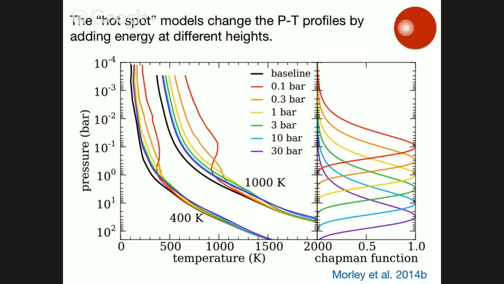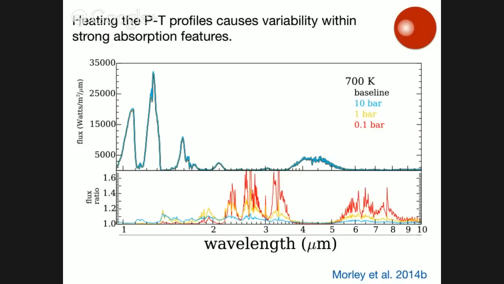And these are all run such that you end up with 1.5 times the amount of flux coming out through that hotspot spectrum than through what I'll call the baseline spectrum in these models. So what does that look like in the spectra that actually emerge from these objects? So this is again a 700 Kelvin object, and you can see that just looking at the spectra, it really doesn't look that different. But when you dive in and look at the flux ratio, so the baseline model here divided by each of the heated models, then you see that you actually get really significant variability within the absorption features themselves in the atmosphere.